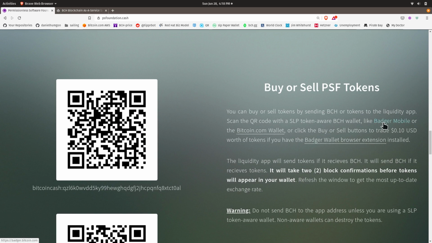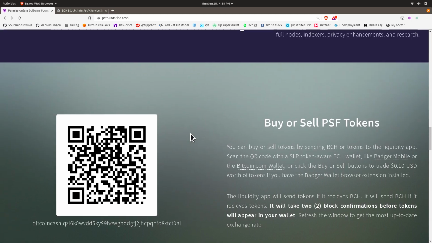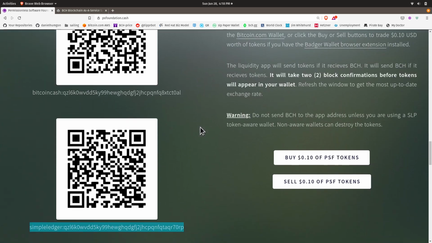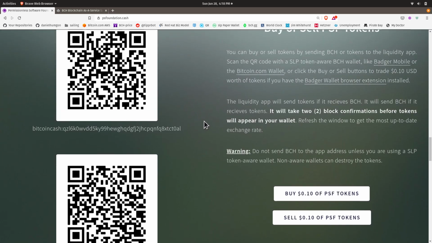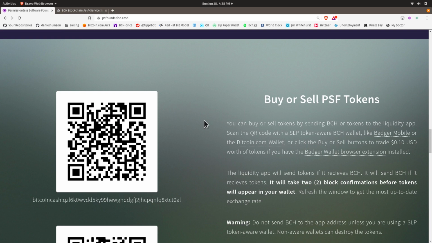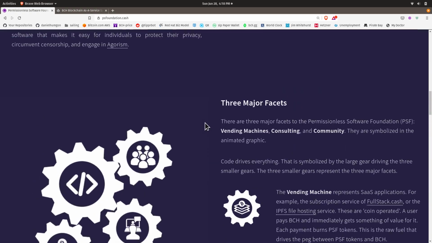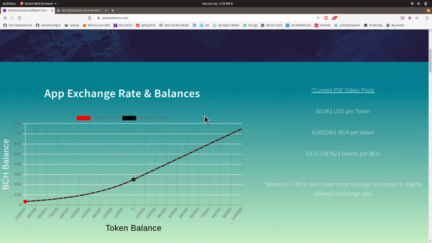So this will not work with all wallets. I recommend Badger Mobile or the Bitcoin.com wallet app, or the Badger Wallet browser extension. Those are the 3 wallets that will definitely work with this. Also, the Electron Cash SLP edition wallet will also work with this, and I believe those are the only Bitcoin Cash wallets that are SLP token aware and can interact with it. But that's the token liquidity app, and it exchanges the token.